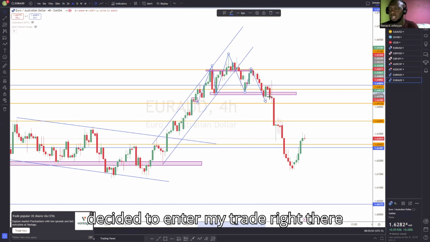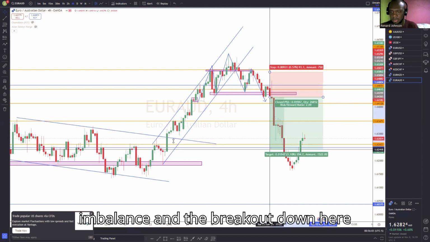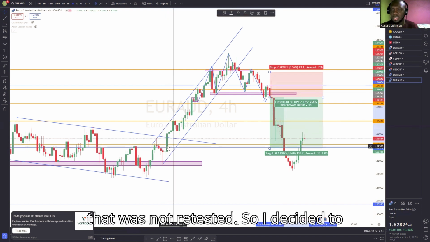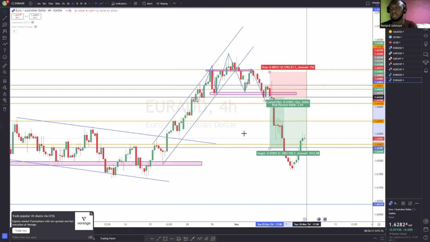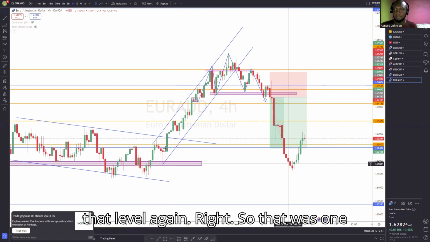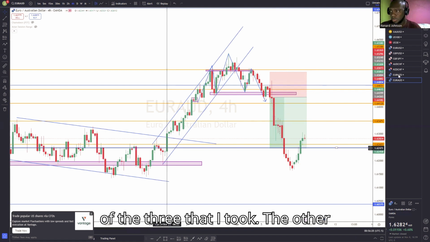That is where I decided to enter my trade, and I targeted this level, the imbalance and the breakout down here that was not retested. So I decided to target that zone, and as you can see, price plays out right to that level again. So that was one of the trades that I took.